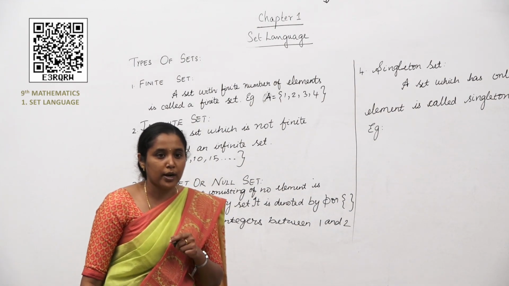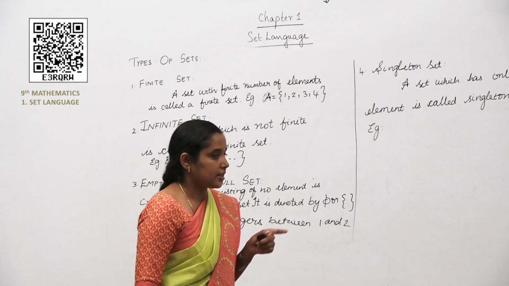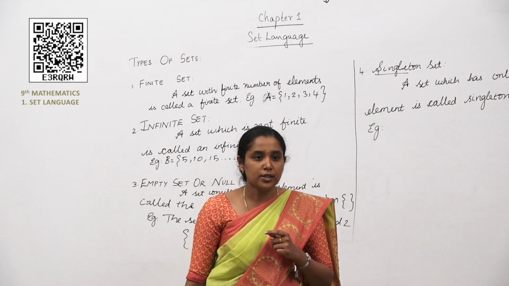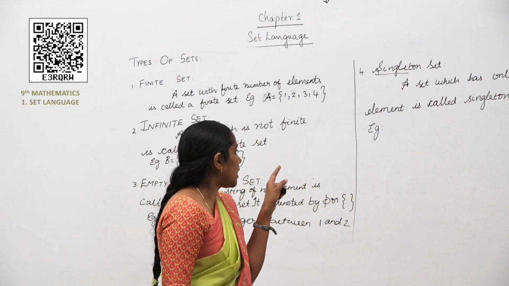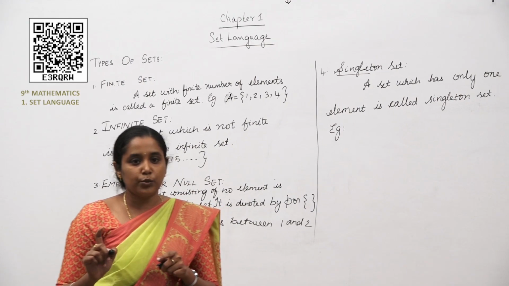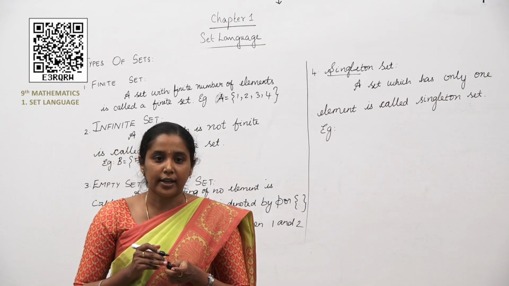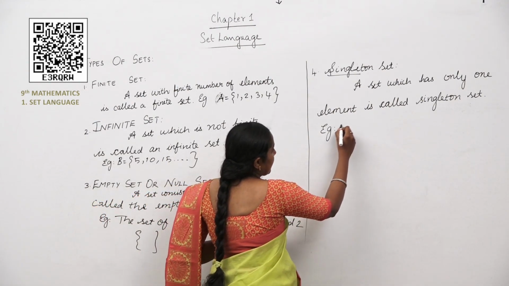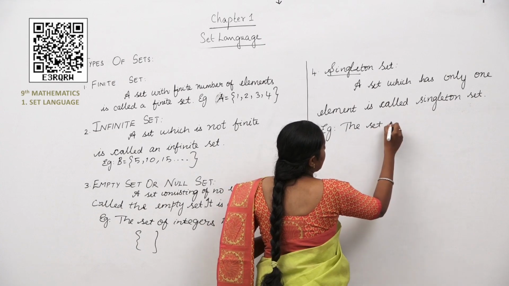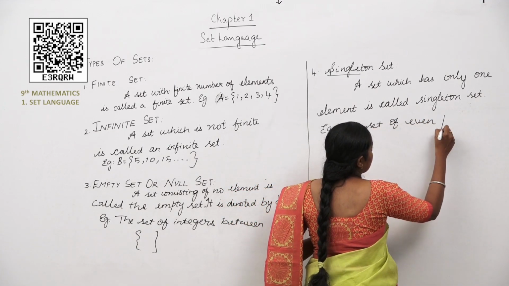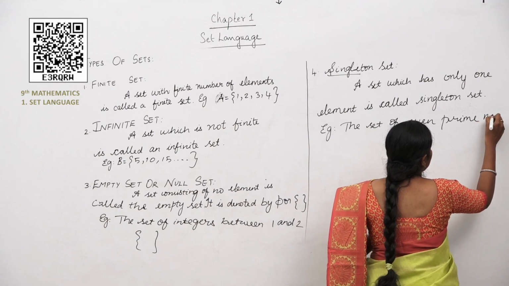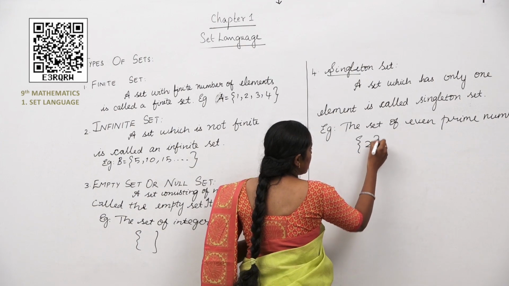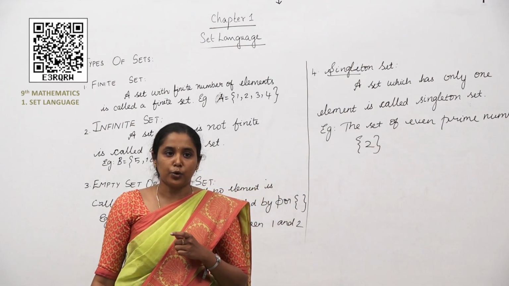The fourth one is the singleton set. The word single, what does it denote? It denotes 1. A set which has only one element is called a singleton set. For example, the set of even prime numbers. What is the even prime number? You have only one even prime number, and that is 2. The set of even prime numbers is only 2.